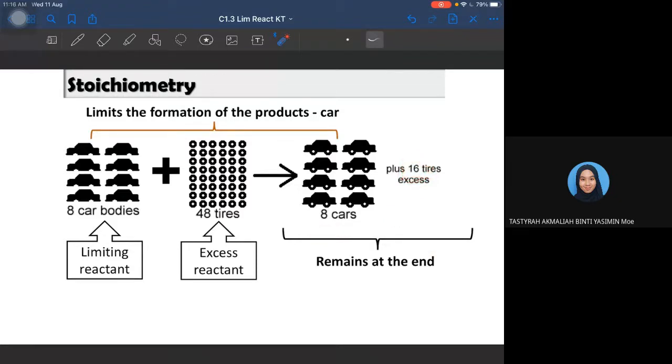So, let's recap. Limiting is the one that limit the amount of product and use first, completely consume, habis. Okay, so excess reactant pula yang lebihan. Okay, boleh faham? Jelas? Jelas, Miss.